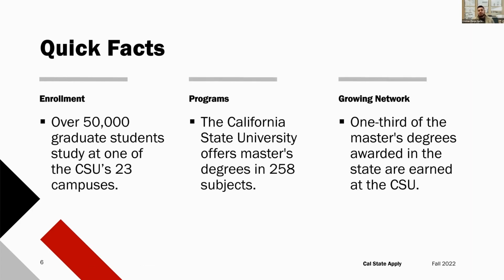To go into more depth, collectively across all 23 campuses, we serve over 50,000 grad students. And we have about 258,000 grad programs, with more being introduced in the coming years. Just to give you a fun fact, over 1/3 of all graduate degrees in the state of California are awarded from a CSU campus. So that's a pretty amazing fun fact.